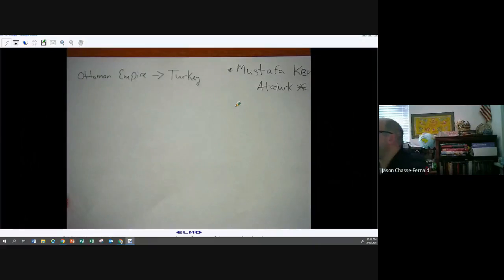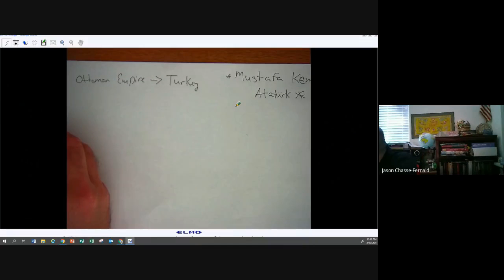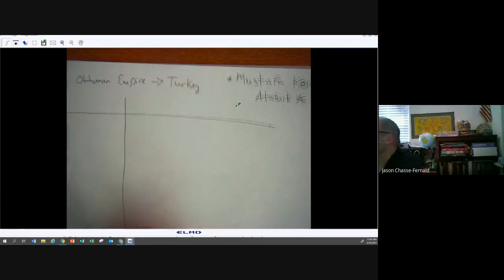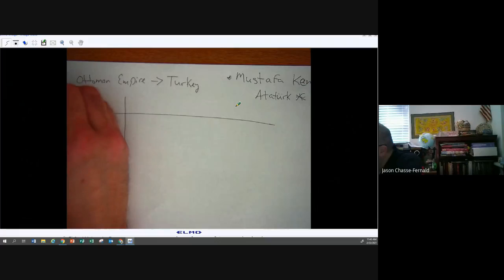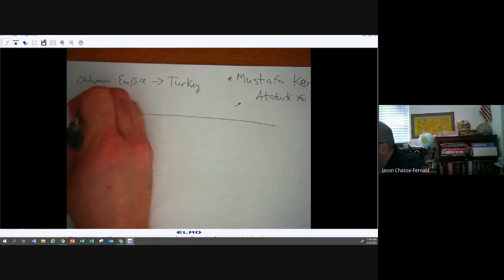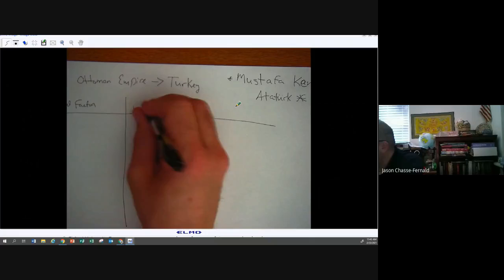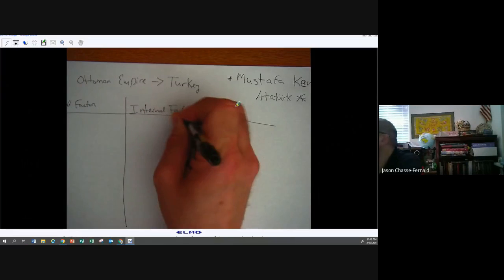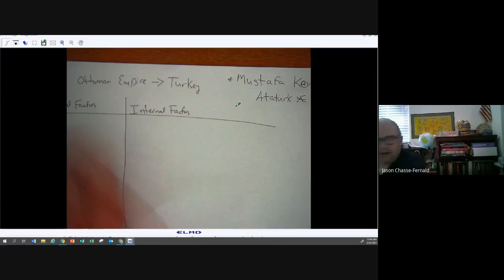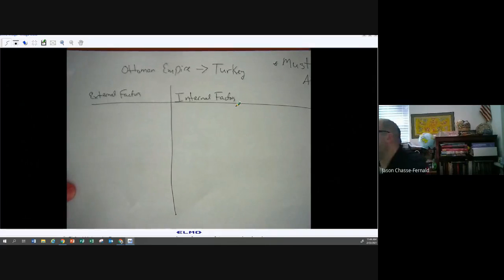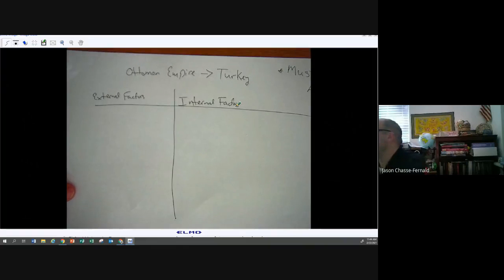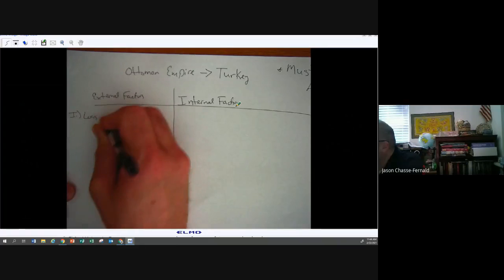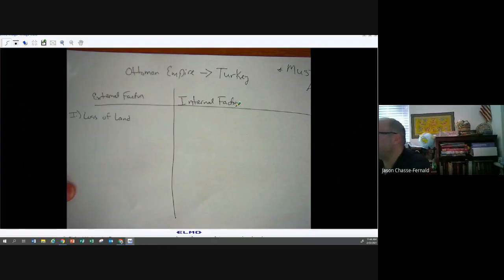All right. So a couple things, because our learning objective today is asking us to break down some of the external factors, right, and some of our internal factors. So as far as our external factors are concerned, some of the things that we just saw on that map is, right, a very real loss of land.